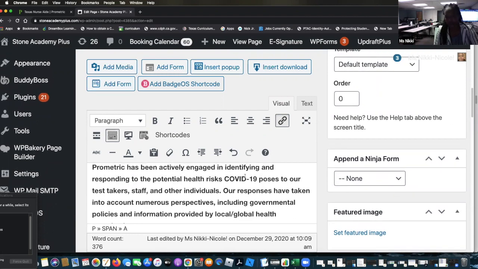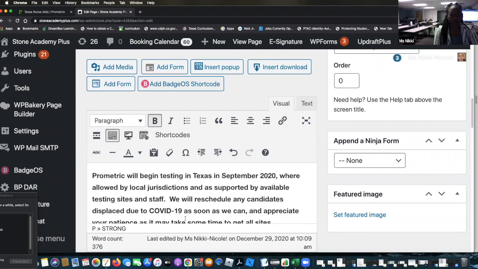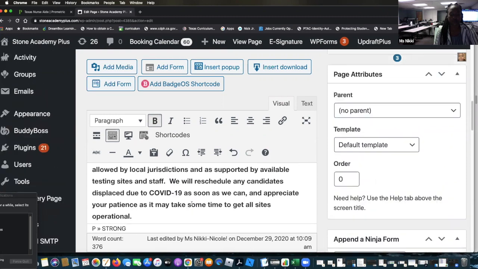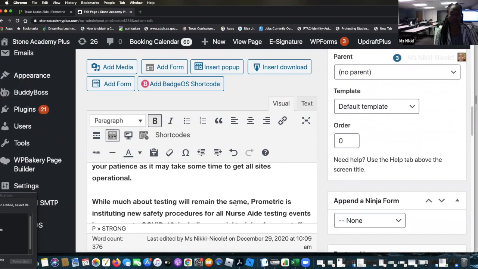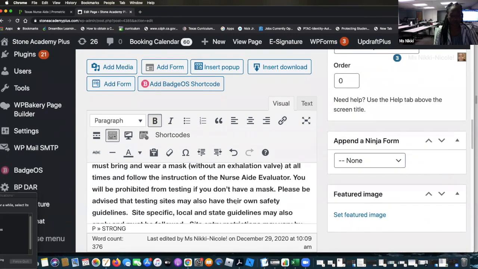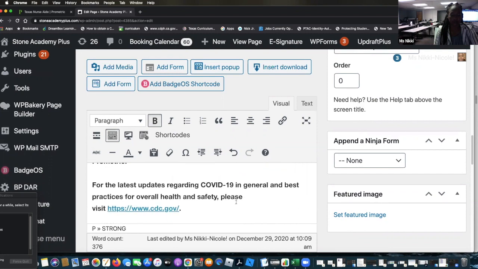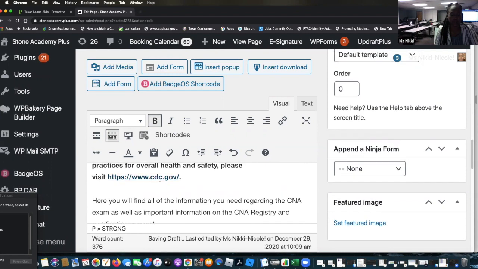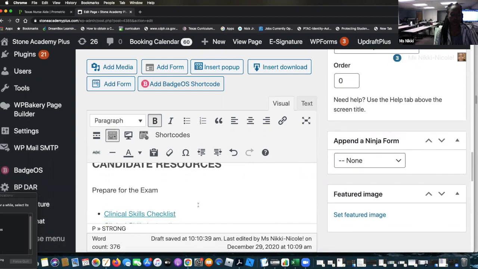Also, when you come to the test, you definitely have to put on your mask and wash your hands, you know, with everything going on. This is just talking about how Prometric actually took over in September. So they're new to us as well, a very new provider for us. For the latest CDC information about COVID, you can click on there.